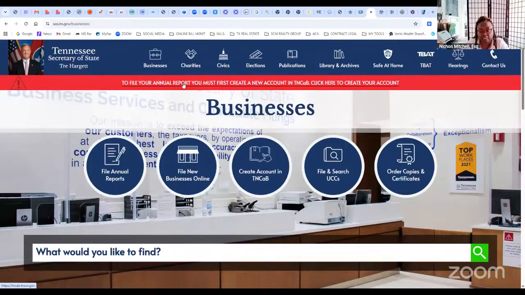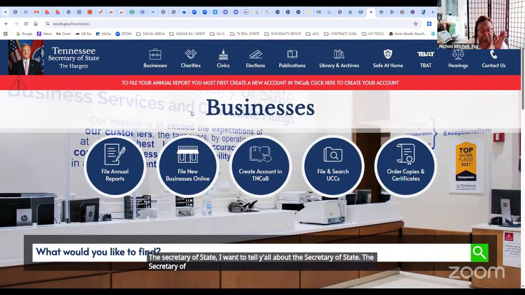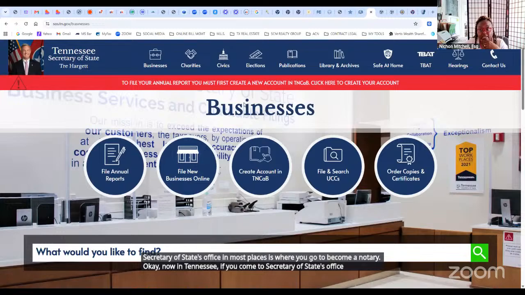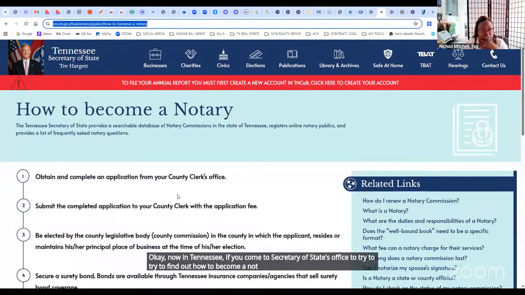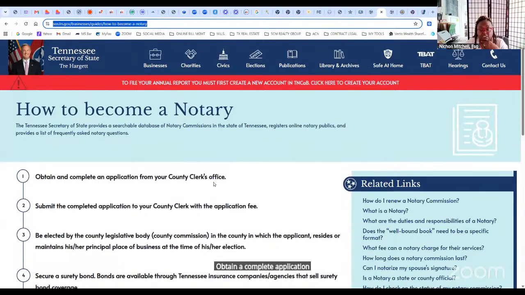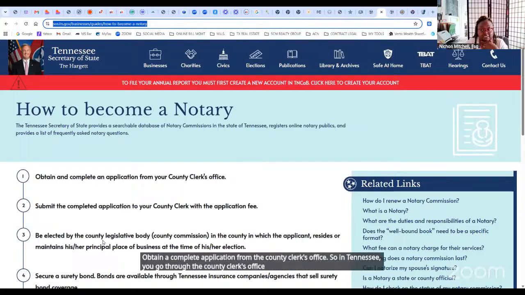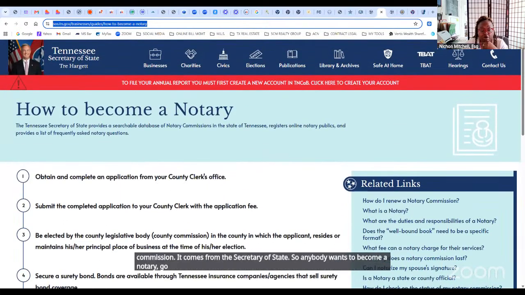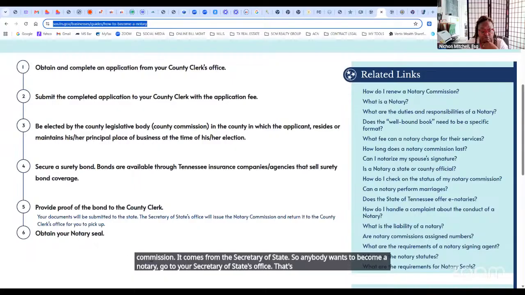The Secretary of State. I want to tell y'all about the Secretary of State. The Secretary of State's office in most places is where you go to become a notary. Now in Tennessee, if you come to the Secretary of State's office to find out how to become a notary, it's going to tell you to obtain a complete application from the county clerk's office. So in Tennessee, you go through the county clerk's office, but your commission is a statewide commission. It comes from the Secretary of State. So anybody who wants to become a notary, go to your Secretary of State's office. That's how you become a notary.